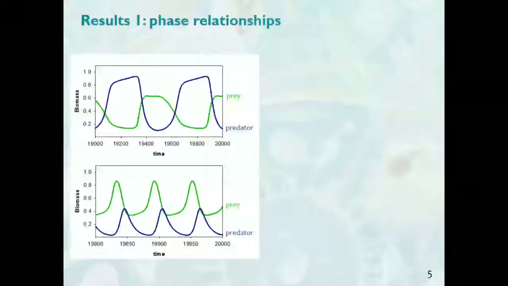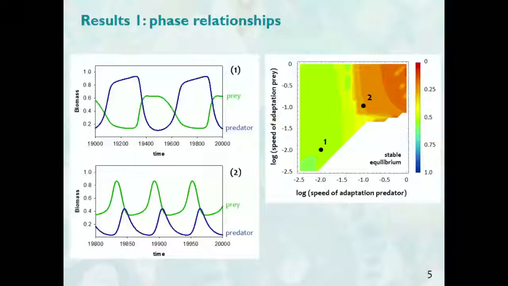If we run this model for different parameter values, then for a large part of the parameter space we get predator-prey cycles, and they can be roughly subdivided into two types. There are the antiphase cycles at the top, and at the bottom we get the quarter lag cycles that are exactly the same as we would expect to see in a model without evolution. And if we look at the parameter ranges for which we find these, the colors are a bit off, but on the x-axis we have the speed of adaptation in the predator, with slow adaptation on the left and fast adaptation on the right.